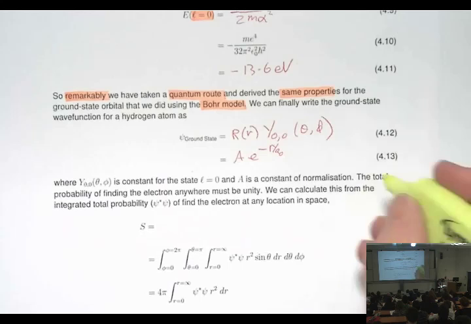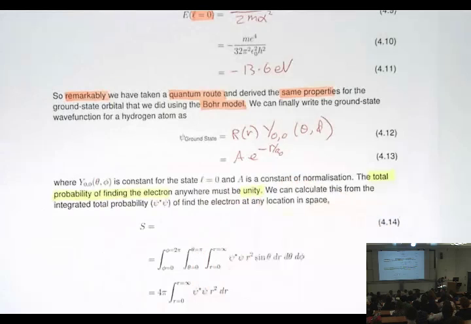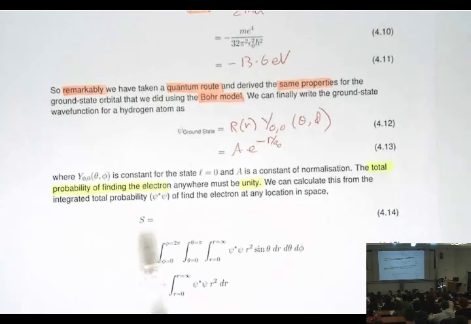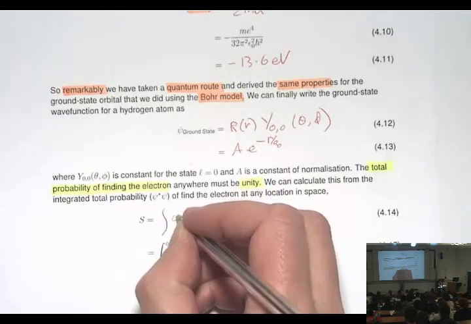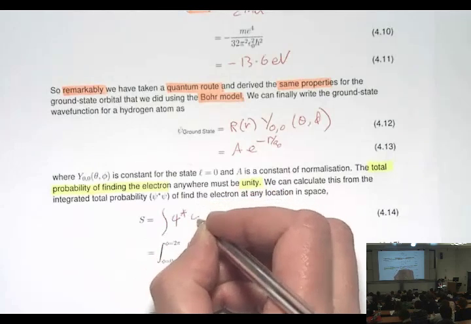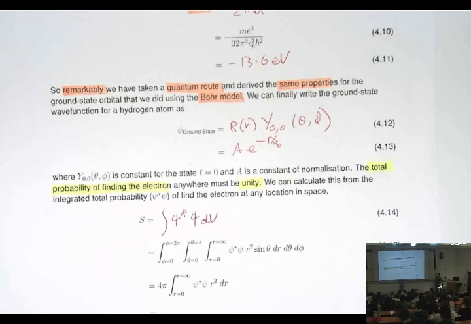Basically, what we need to say is the total probability of finding the electron anywhere must be unity. The square of the wave function gives you the probability of finding an electron there. So we know that we've only got one electron, so the chance of finding it anywhere in the universe must all add up to 1. It's normalized. So we need to calculate this overlap S, which is just the square of the wave function. We're going to take the complex conjugate of the wave function psi with the wave function, and we're going to integrate it over all space. That's all we need to do.